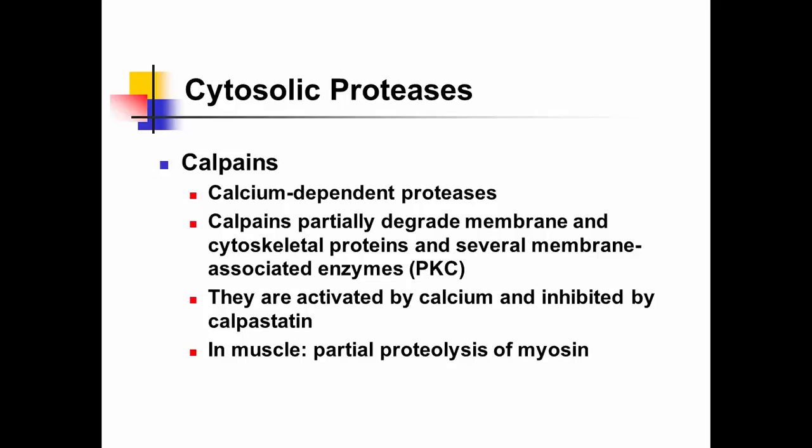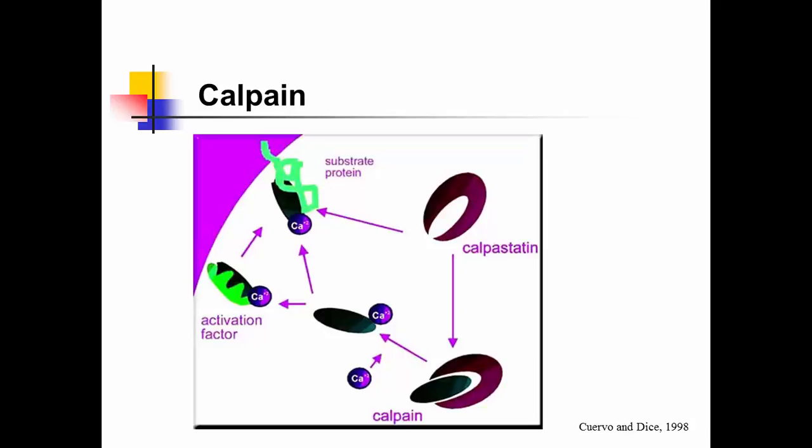So let me just go to the next slide. It will be easier to understand, I guess. So this represents the calpain molecule, right? And in some conditions, calpain is bound to calpastatin, right? So once it's bound to calpastatin, the calpain activity is inhibited, it is not active.